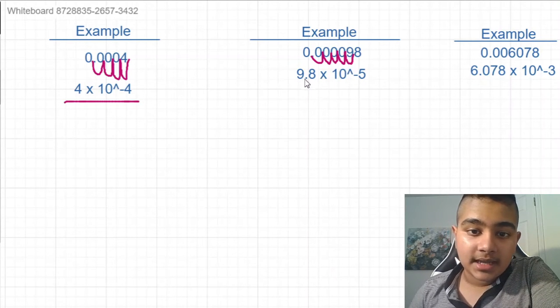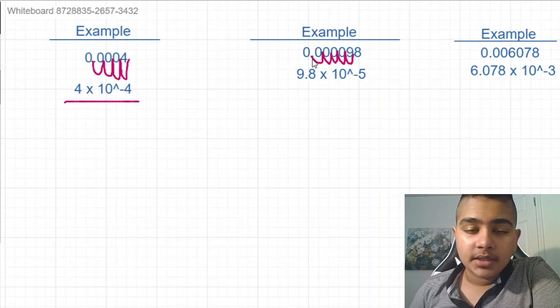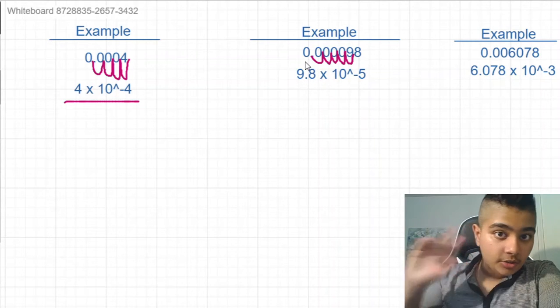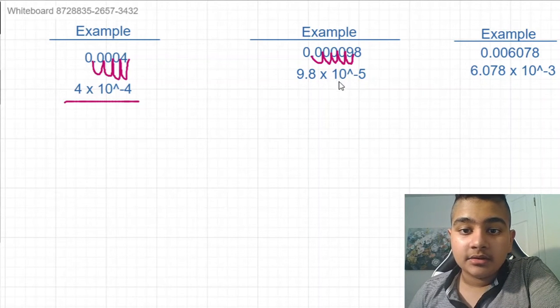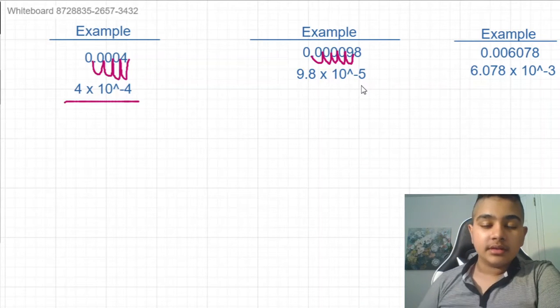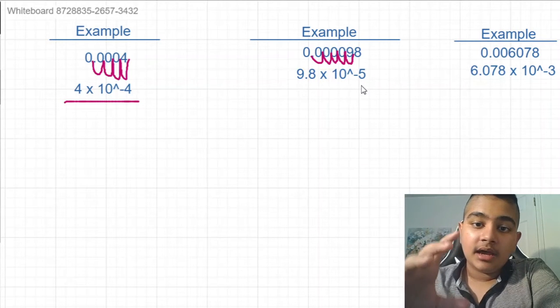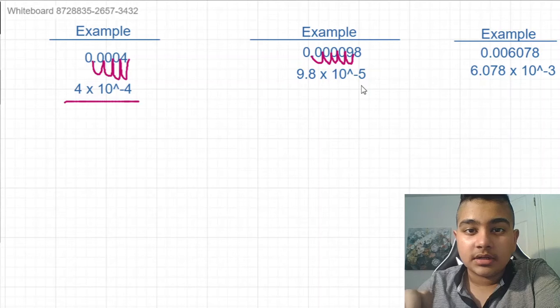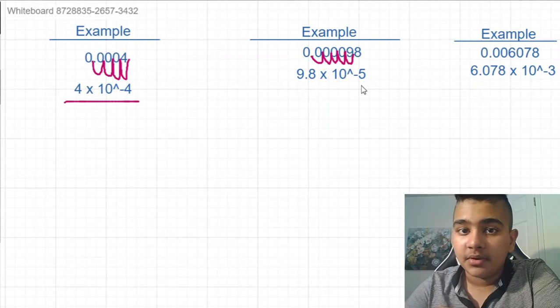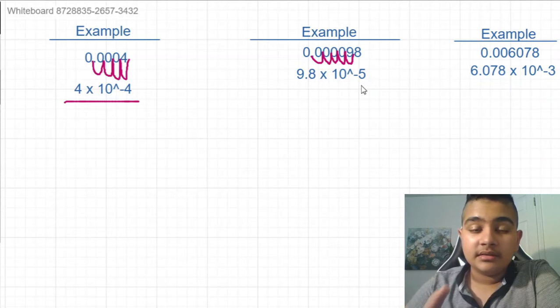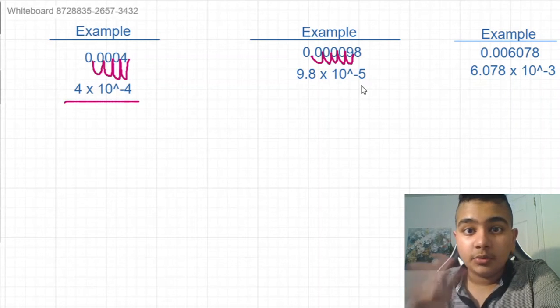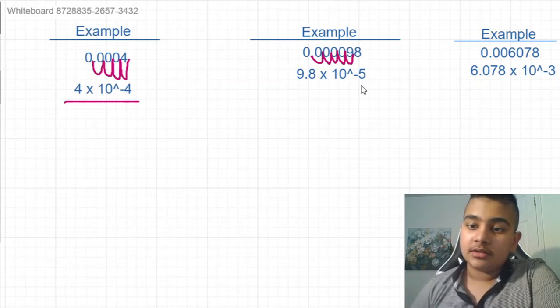So we put 9.8. And how many times did we move the decimal point to the right? We moved it 5 times. So we have 10 to the power of negative 5. So this is how to do it, so you guys don't get confused if there's more than one number. So there's another way I'm going to show you that. So if there's zeros in the decimal places between 2 numbers, you guys don't get confused either.